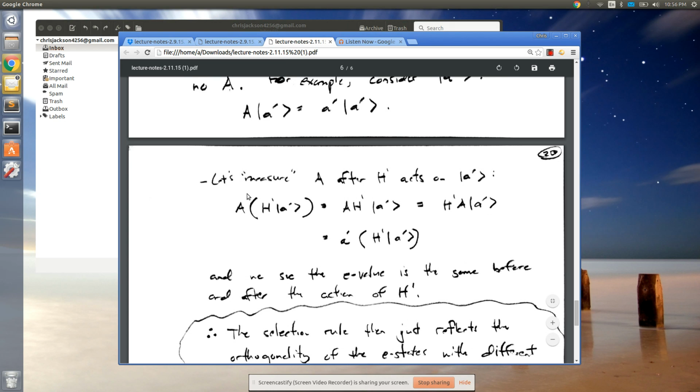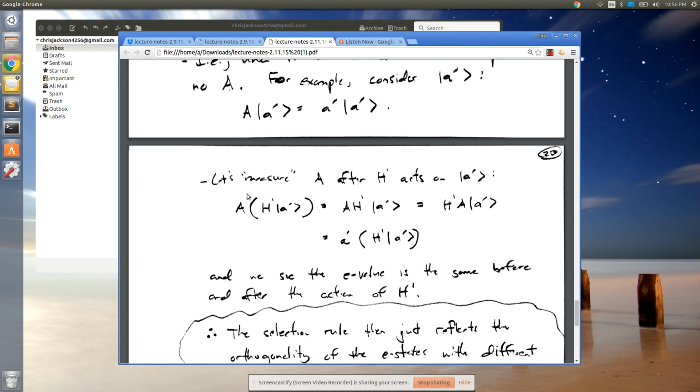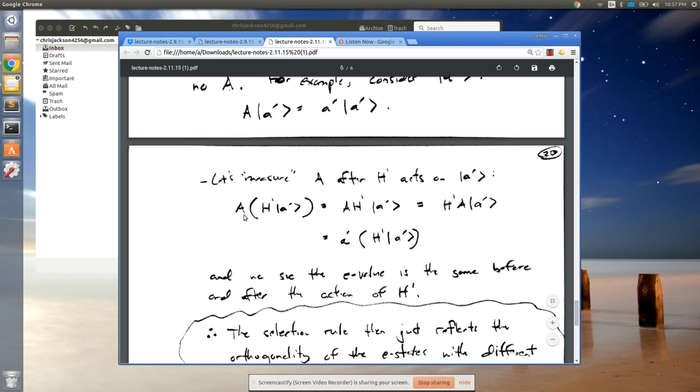And let's say we'll take a state, we'll hit it with our perturbation Hamiltonian, and then we'll do a measurement of A. Okay, so we already know that it's in this A prime state. So I do that, so I hit H on A prime, and then I do a measurement with A, okay? And so I can take these parentheses away.